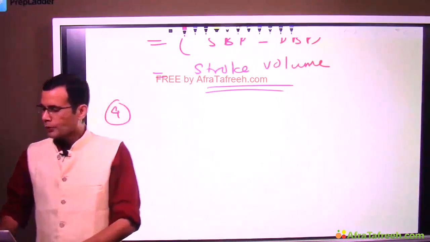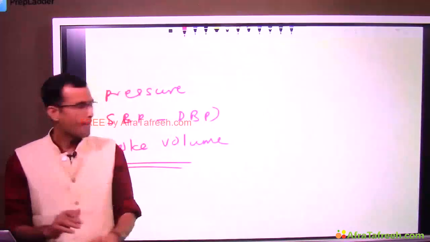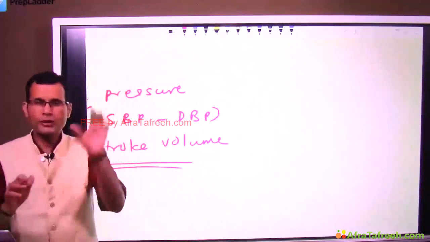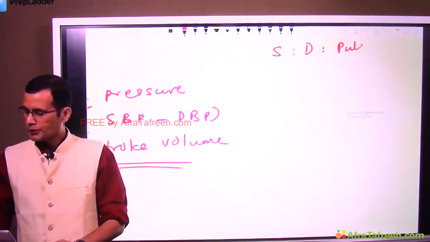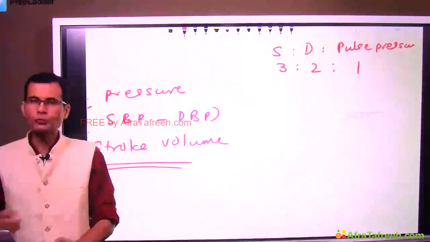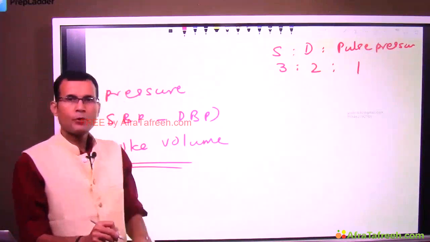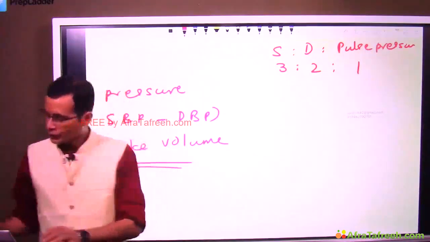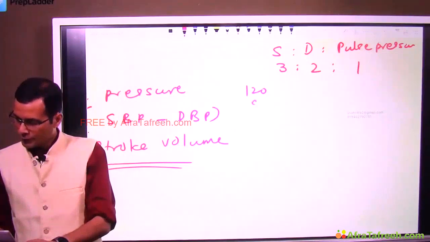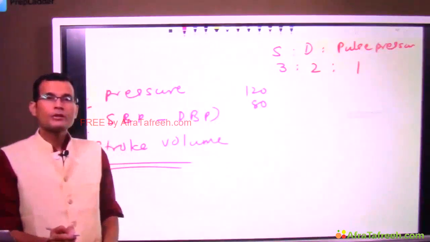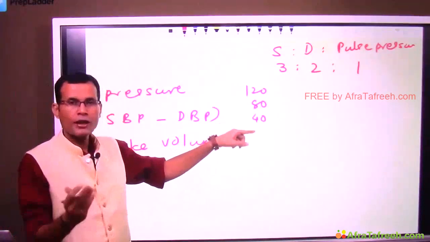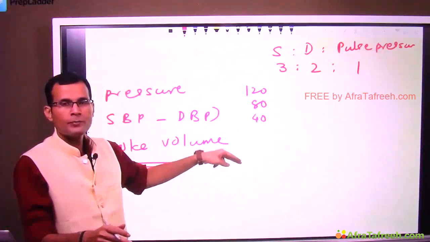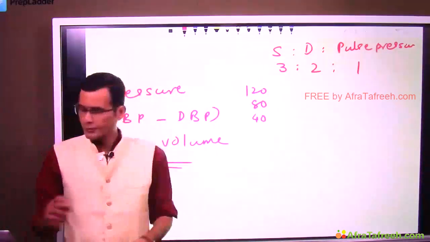And the fourth one, just for the time being, remember this much, two things. Systolic blood pressure to diastolic blood pressure to pulse pressure, they are generally in a ratio of 3:2:1. That's one point. For example, if systolic blood pressure is 120, diastolic blood pressure is 80, then the difference between the two, the pulse pressure, will be 40, and therefore they are in a ratio of 3:2:1.